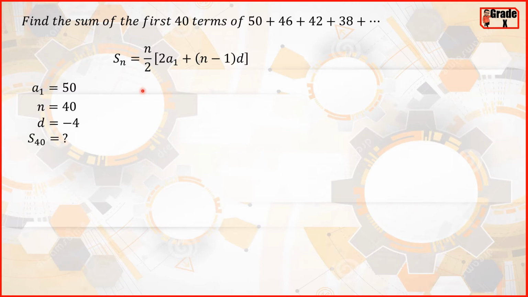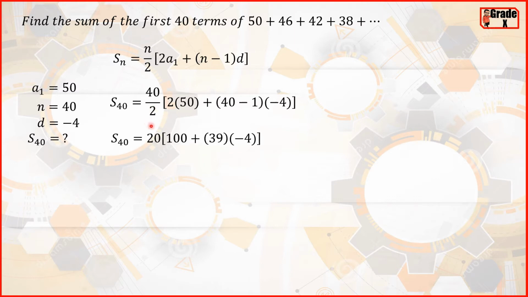So i-substitute na natin yung ating given values. So S sub 40 equals, N is 40, so 40 over 2 times 2, A sub 1 is 50, plus N is 40, then D is negative 4. Then 40 divided by 2 is equal to 20. 2 times 50, that is 100. 40 minus 1 is 39 times negative 4. Then multiply 39 and negative 4, that is equal to negative 156.